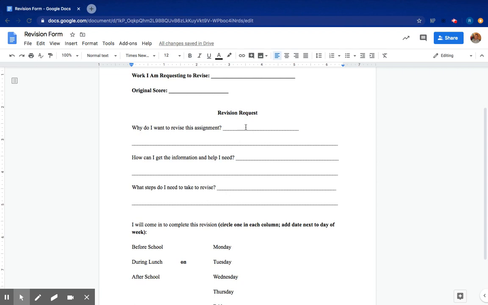For these three questions, why do I want to revise this assignment? Our first one, typical answers might be, I got a low grade. I want more practice on the skill. Maybe I missed the original instruction. I need more help. Whatever the reason is, jot that down here.